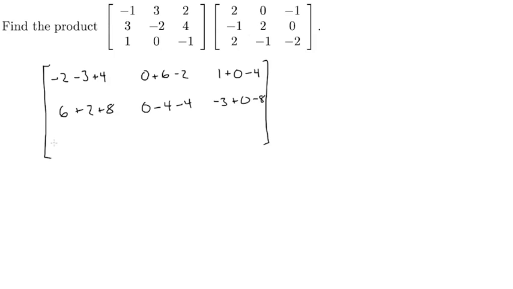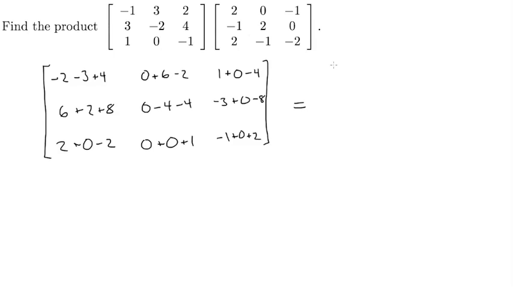All right, last row, third row, first column. 1 times 2 is 2. 0 times -1 is 0. -1 times 2 is -2. Third row, second column. 1 times 0 is 0. 0 times 2 is 0. -1 times -1 is 1. Last but not least, third row, third column. -1 plus 0 plus 2.